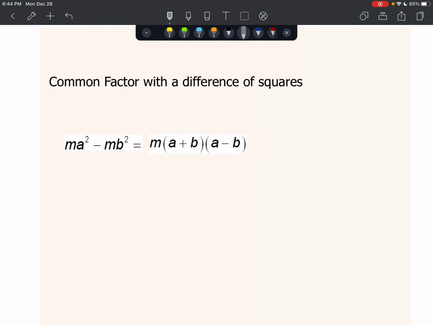And now we're going to factor with a common factor with the difference of two squares. So we've got m a squared minus m b squared. What do both of these terms have in common? They both have an m in common. So we factor out that m, and then what does that leave us? That leaves us a squared minus b squared. And then that a squared minus b squared factors to be a plus b, a minus b.